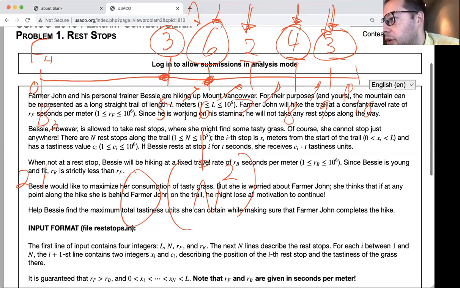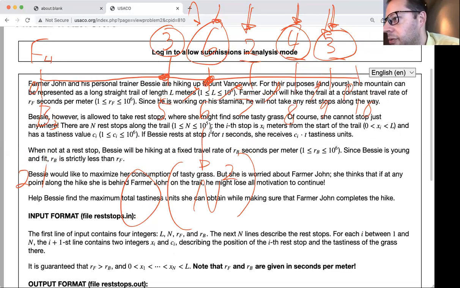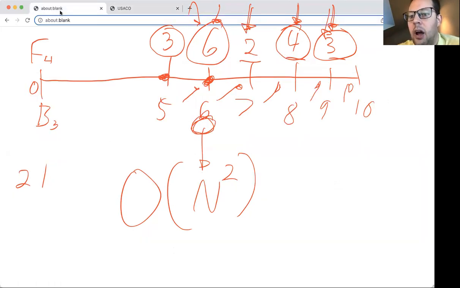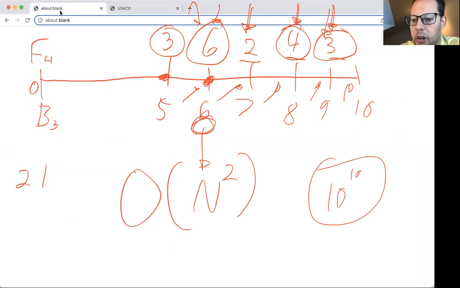Was it 10 to the 5th or 10 to the 6th? 10 to the 5th, right here. Because n is 10 to the 5th, if we square that, we're at 10 to the 10th. 10 to the 10th is a giant red flag. This is sort of USACO's way of telling you that your algorithm is going to run too slow.